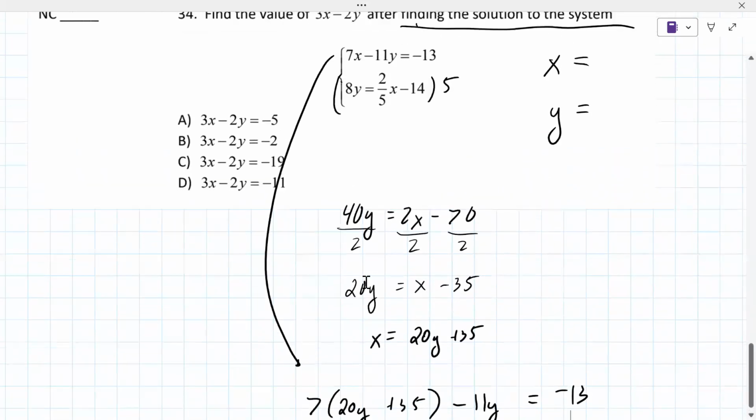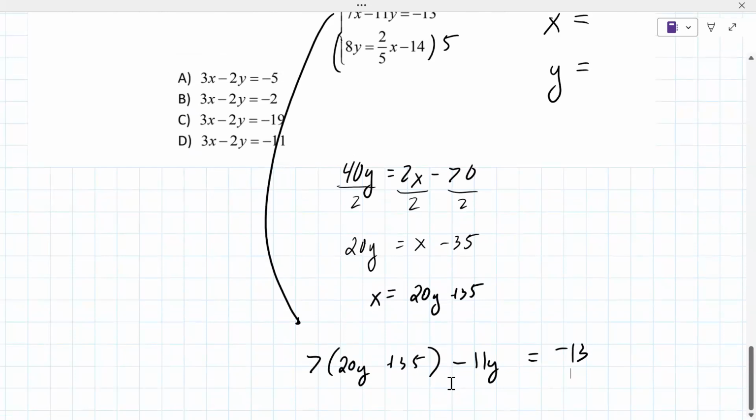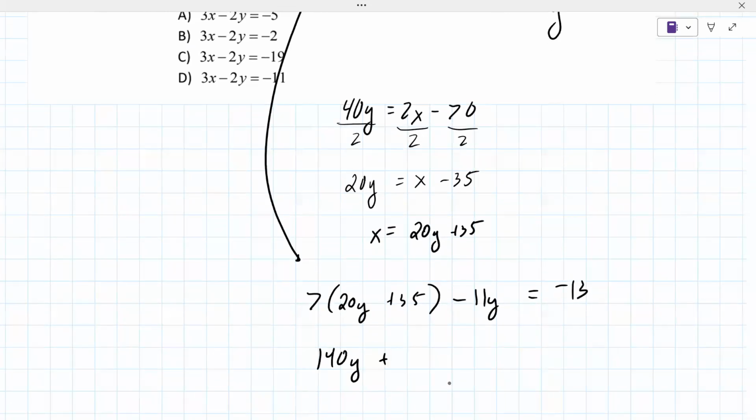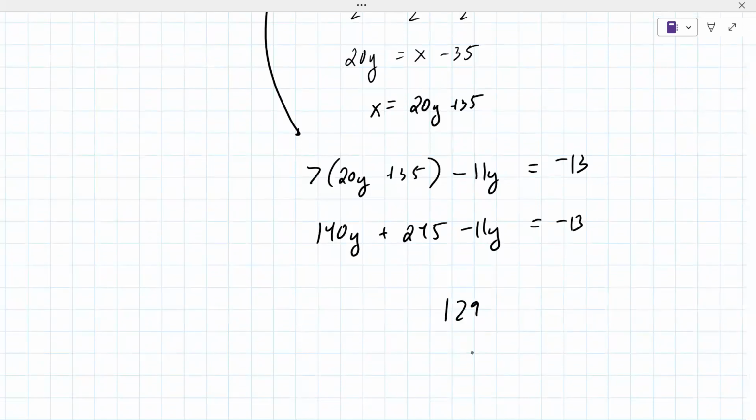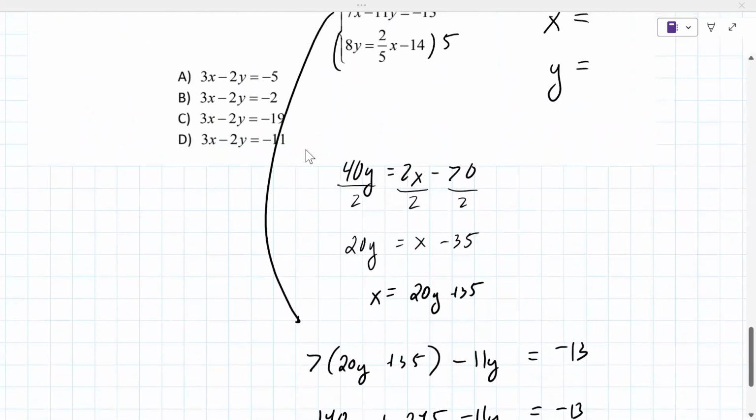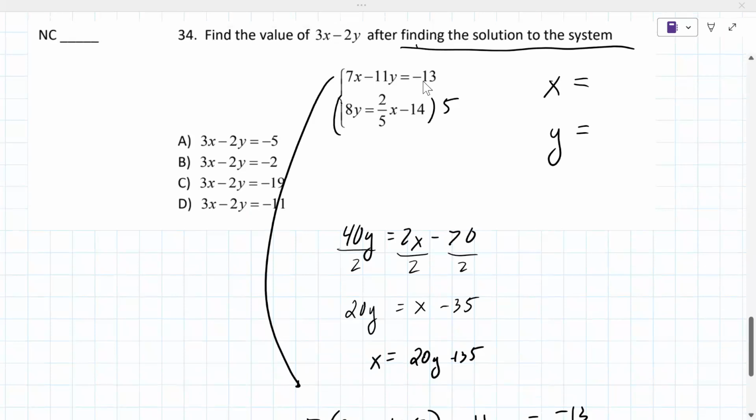Yeah, I got that. So we got 140y, and then this is 245, minus 11y. I think that's where I made a mistake. Yeah, you got 235. All right, so y ends up equaling 2. Then you plug it back in and you get 40 plus 35 equal to x. Except I must have made a mistake here.